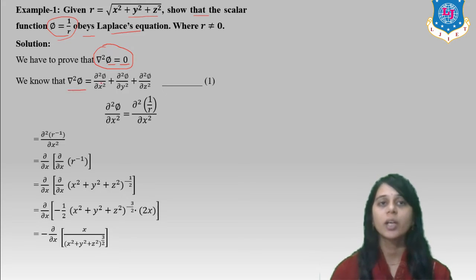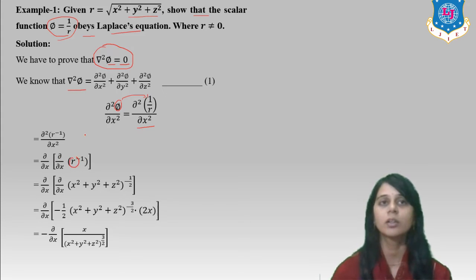What is nabla square phi? Del square phi by del x square plus del square phi by del y square plus del square phi by del z square. But what is our phi? Phi is 1 by r. So we are taking phi as 1 by r. Del square 1 by r upon del x square. Del by del x of del by del x of r raised to minus 1.